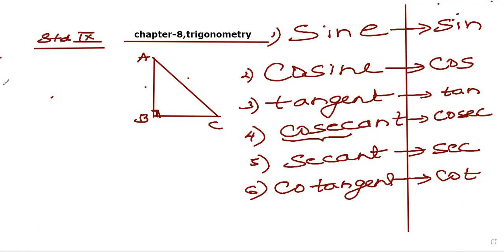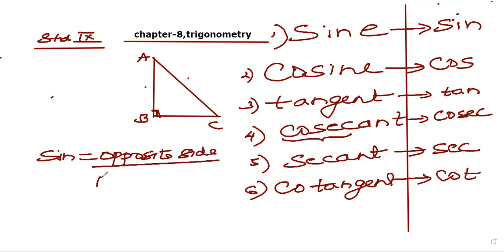So let's see here, children. Now, the first ratio, let's try to understand. Those ratios I told you, I'm going to call them sine, okay? What is the sine ratio? ये साइन रेशियो जो पहला रेशियो है, इसका फॉर्मूला क्या है? Sine ratio is opposite side upon hypotenuse.